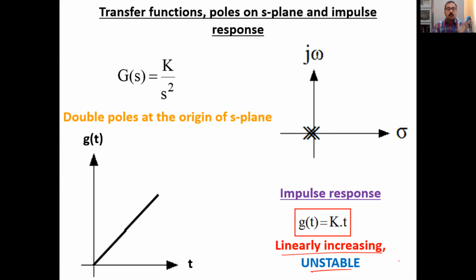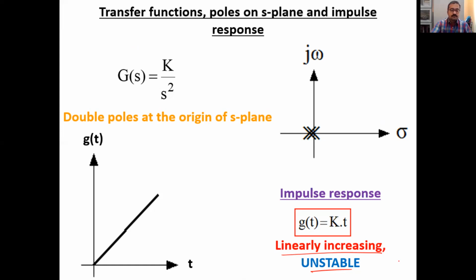And if the poles are on the right half of the S-plane, the system is unstable. If you have an unrepeated pair of poles on the imaginary axis, the system is limitedly stable or marginally stable. On the other hand, if you have repeated roots on the imaginary axis, then the system is unstable.